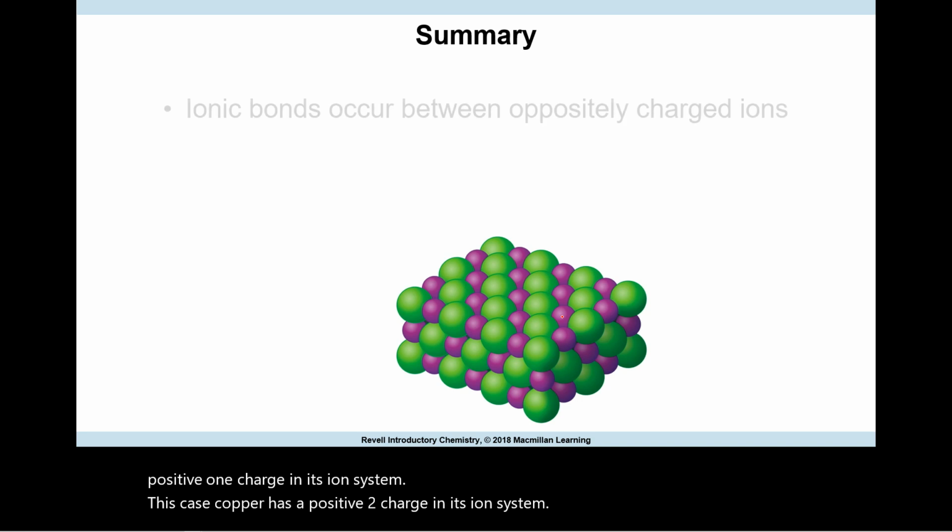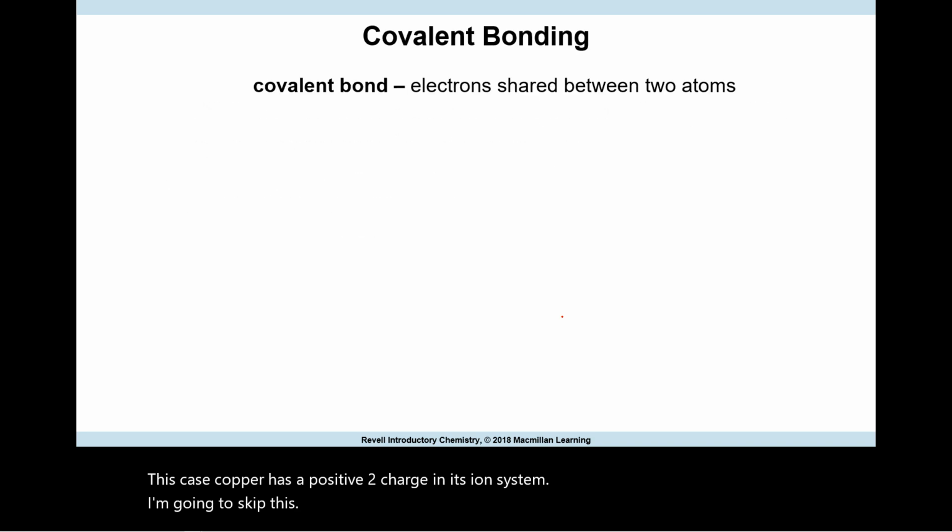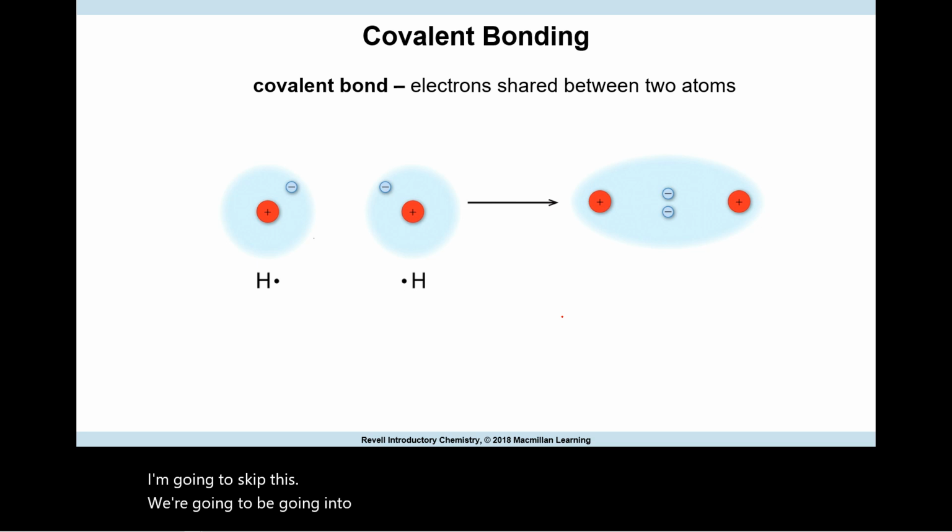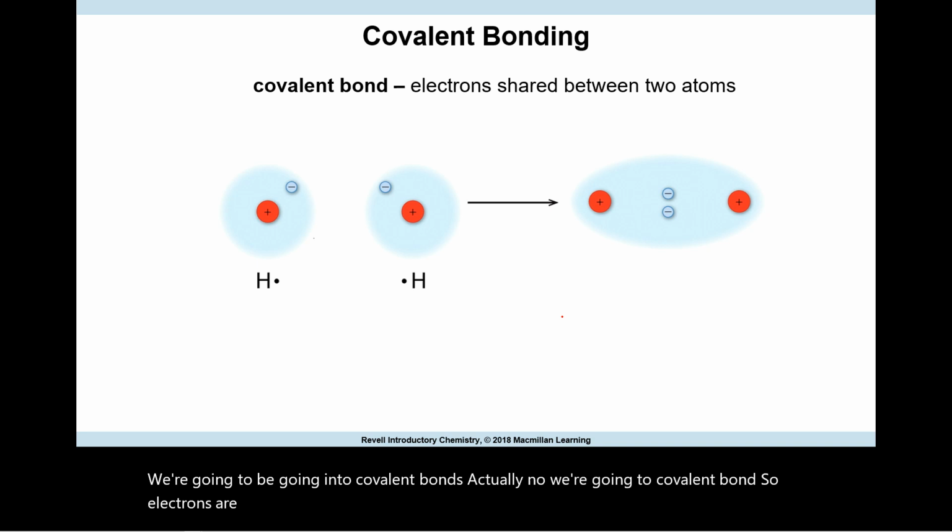I'm going to skip these. We're going to be going into covalent bonds. Actually, yeah, no, we'll go into covalent bond. So electrons are shared between 2 atoms in a covalent bond. Ionic bonding, they weren't shared.